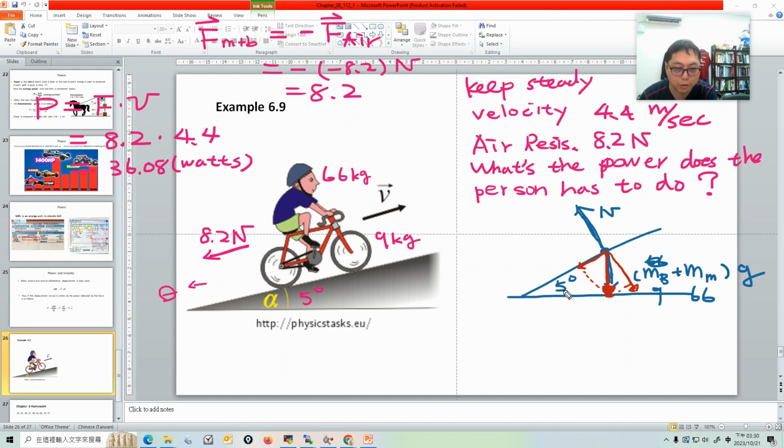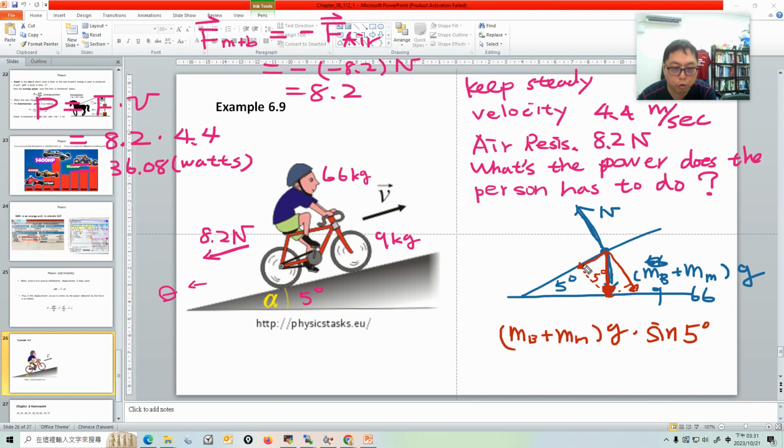Do the geometry, be very careful. So here is 5 degrees, and 5 degrees here. So what is this component? This component is (m_b plus m_m) g times cosine or sine. Be careful, it's sine or cosine. Very careful. It's sine 5 degrees.